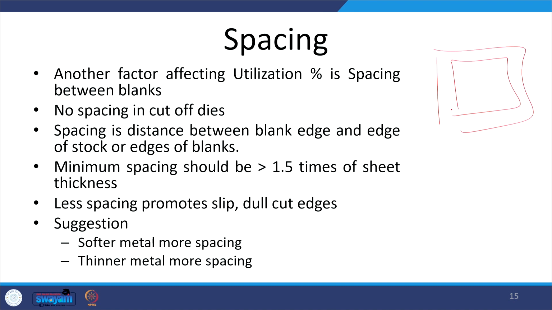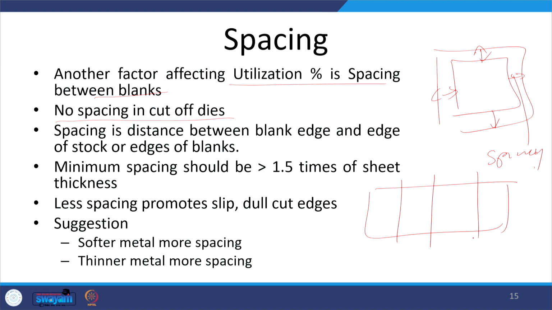Say this is the blank, then this spacing between the cut edge and the strip edge has to be maintained. Okay. Spacing is another factor affecting the utilization percentage, the spacing between the blanks. There is no spacing in case of the cut off die. We have seen that in a cut off die simply a cut is made, but in case of blanking where nesting is done, the spacing between the blank edge and the edge of the stock, or edges of the blank, is important. Minimum spacing should be 1.5 times the sheet thickness.